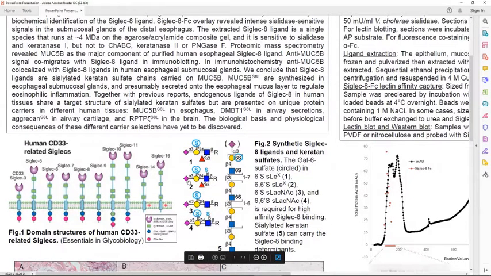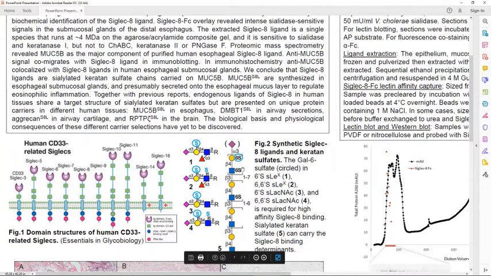Here are the four synthetic glycan structures of Siglec-8 ligands. Especially important is this 6-position sulfate on the galactose on these structures that's absolutely required for Siglec-8 binding. We don't know so much about the endogenous Siglec-8 ligands though.